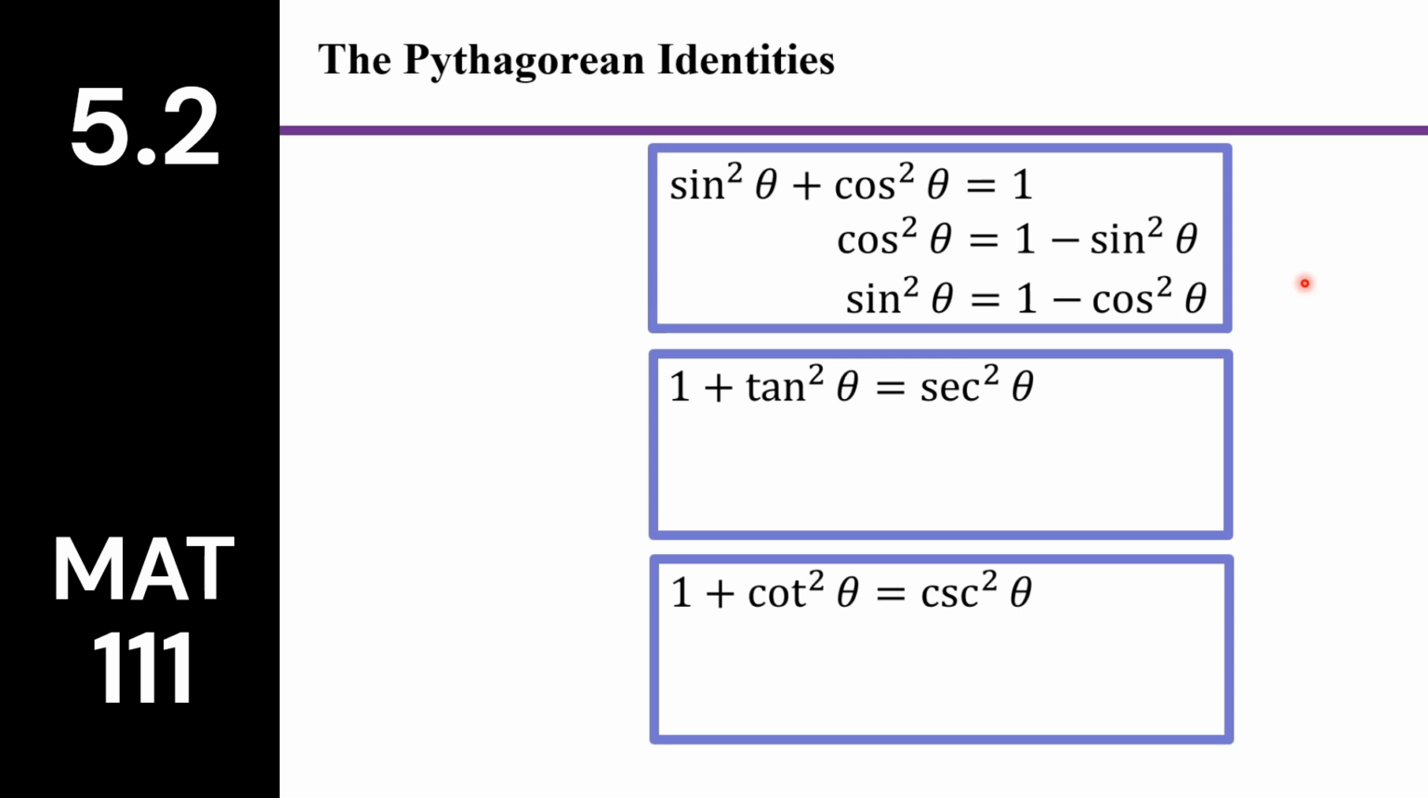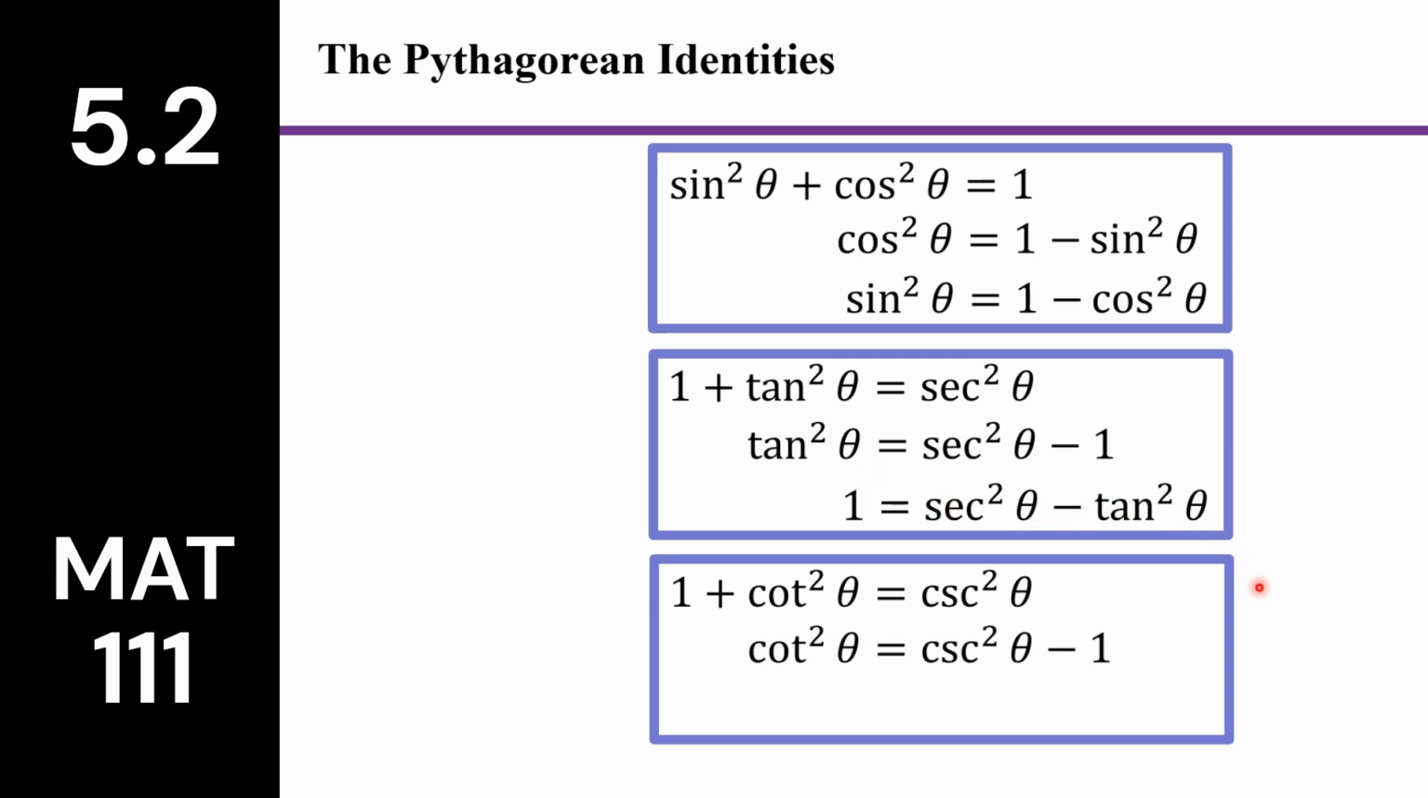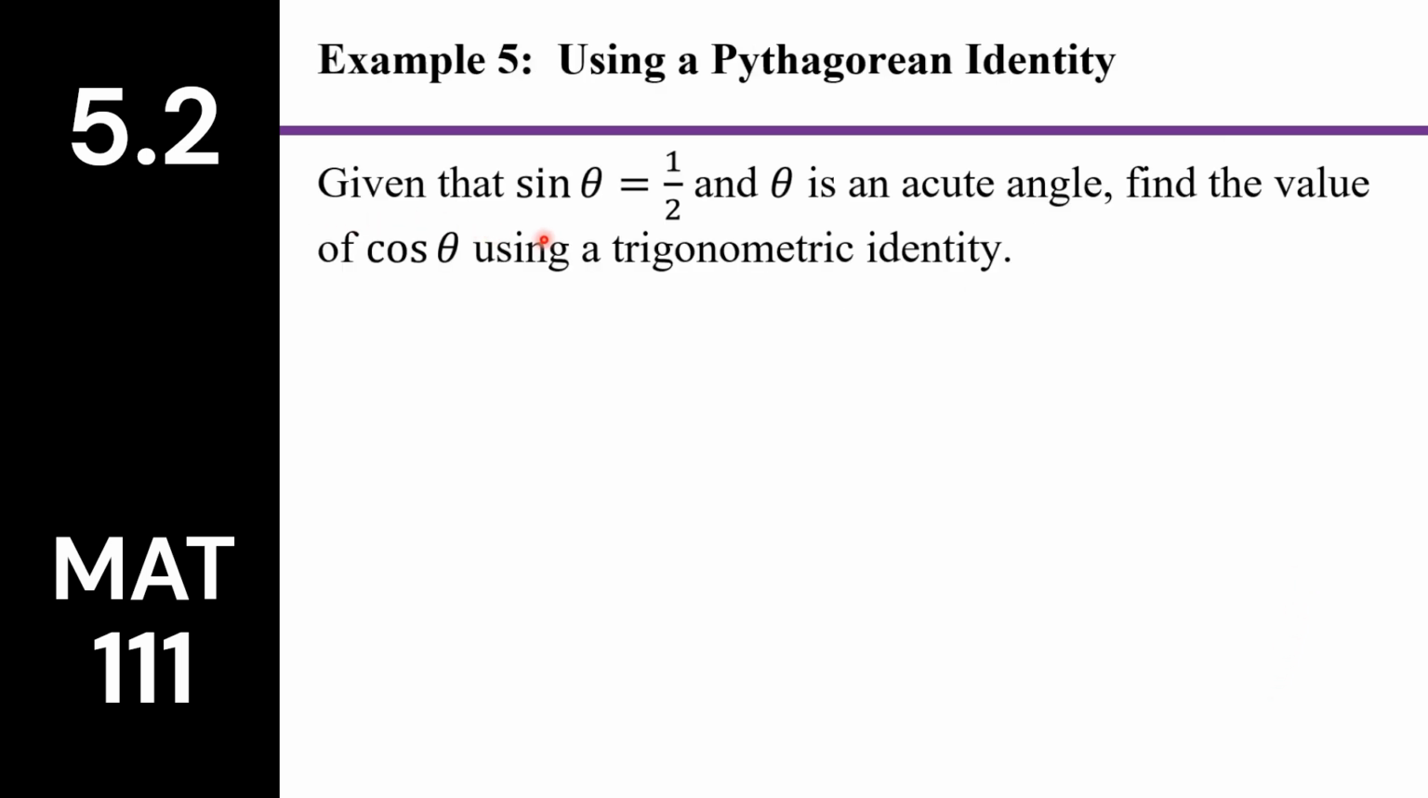Likewise, 1 plus tan squared theta equals secant squared theta. If you subtract 1 from both sides, you get this version. If you go back to this top one and subtract instead the tan squared from both sides, you get 1 equals secant squared minus the tan squared. And then finally, cotangent squared equals cosecant squared minus 1. And if you leave the 1 on the left and subtract the cotangent squared, you get 1 equals cosecant squared minus cotangent squared theta.